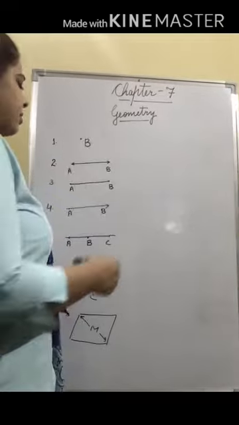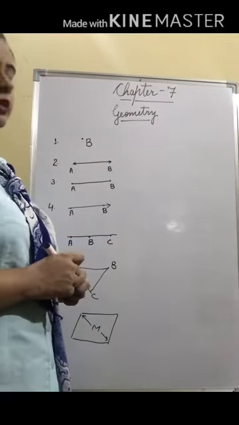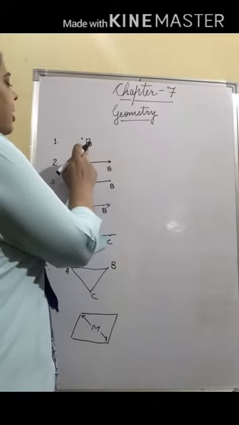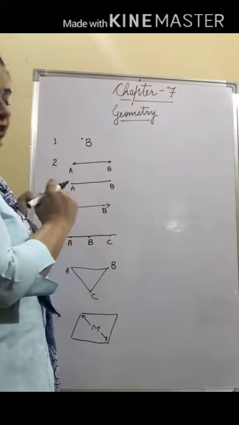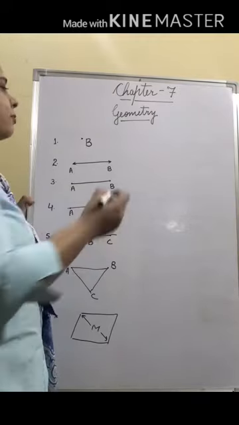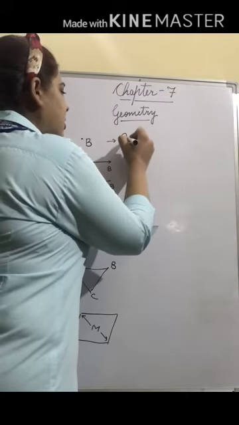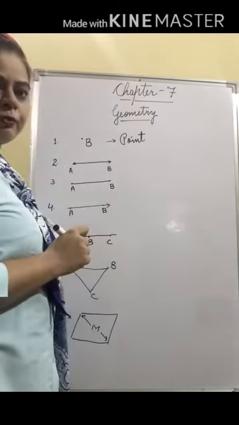Now children, let's revise all these 7 definitions with the help of figures. Now first one, identify this. What is this? As we have revised in the definition, it is just a dot. और dot को क्या कहते हैं? Point. We can't measure the size of a point.